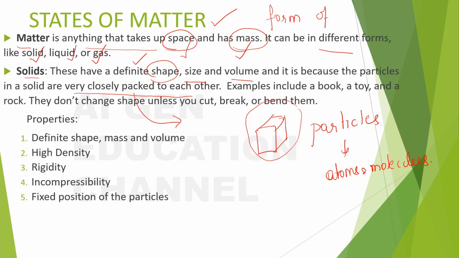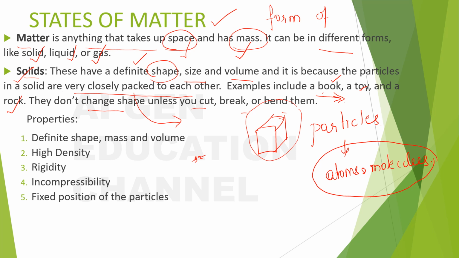So when atoms or molecules are very closely packed, in a way that there is hardly any space left for these particles to be compressed, you can say that they are solids. Examples include anything solid. We use the word solid in such a general form, but examples include a book, a toy and a rock. They don't change shape unless you cut, break or bend them. It means that they are so rigid.